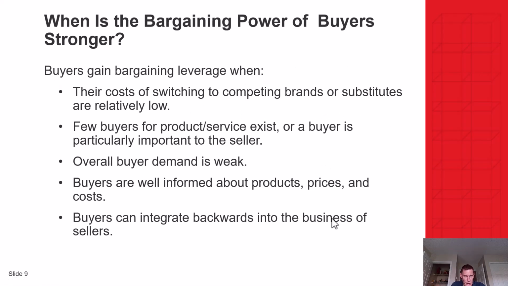So when is the bargaining power of buyers stronger? Buyers gain bargaining leverage when their costs of switching to competing brands or substitutes are relatively low. Few buyers for the product or service exist, or a buyer is particularly important to the seller. Maybe it's a big customer, for example. Overall buyer demand is weak, and buyers are well informed about products, prices, and costs. And of course, with the advent and proliferation of the internet, it's now easier than ever to find that stuff out, much to the chagrin of some firms. And buyers can integrate backwards into the business of sellers.